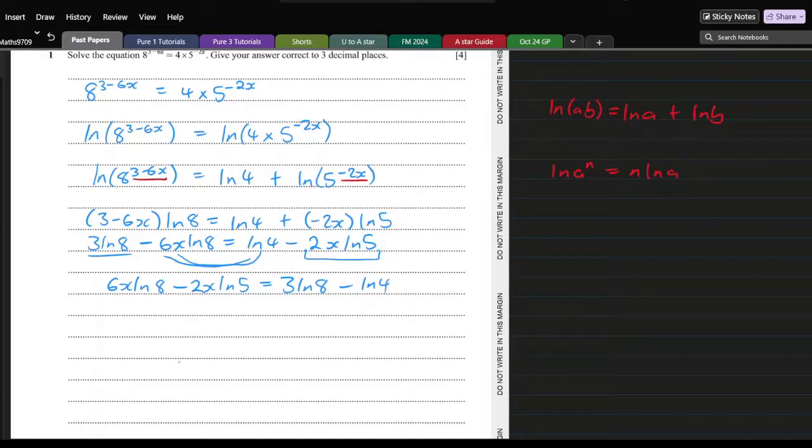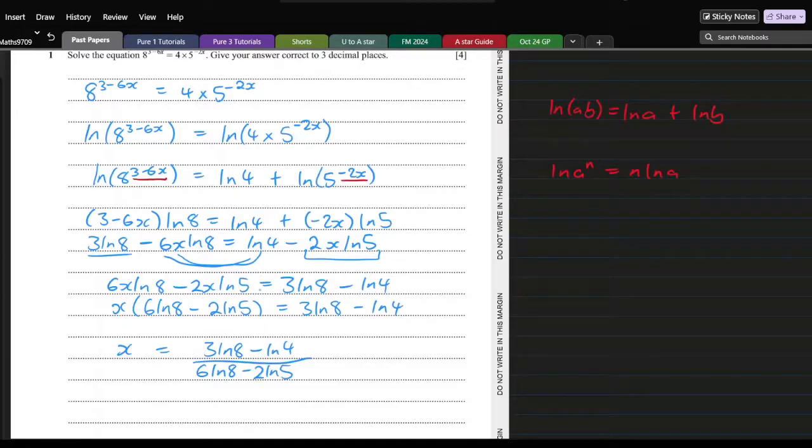On the left hand side, let's factor out x, so this becomes 6 ln 8 minus 2 ln 5, and this is equal to 3 ln 8 minus ln 4. And so if we make x subject of the formula, x is equal to 3 ln 8 minus ln 4 over 6 ln 8 minus 2 ln 5.